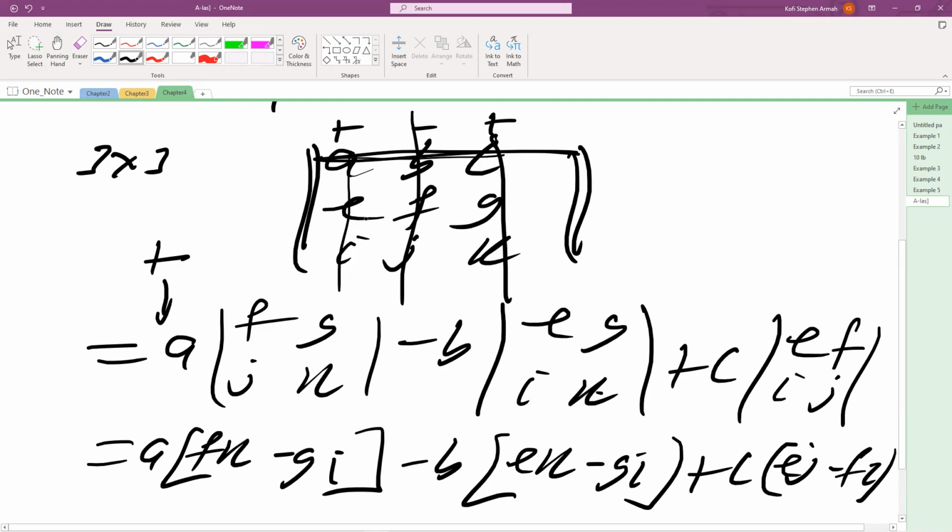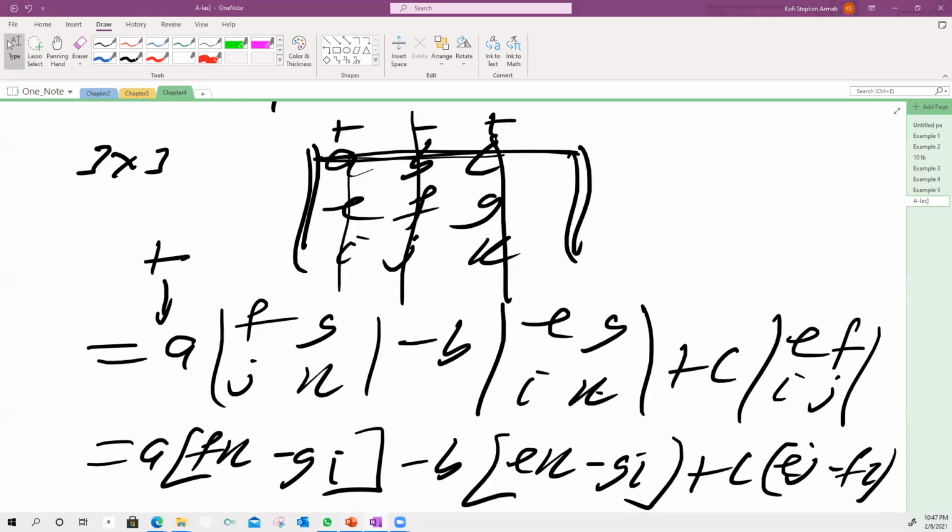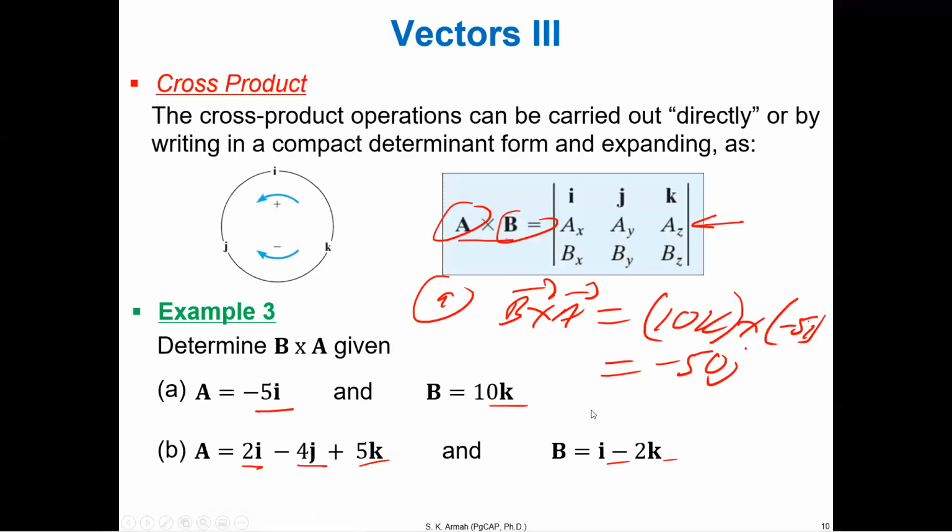Okay, we're going to use the first row in this case. So if I go back to the slide here, what we're going to do is, if you want to evaluate this, you write equal to, you see, the I outside. The I is plus, this is negative, and that is plus. So you put the I outside, you cover this and cover that, and you multiply this to that, minus this to that.